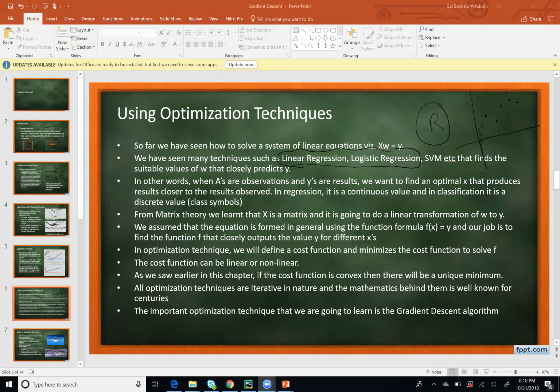Okay. So there are other optimization techniques also. We'll see QR decompositions and stuff like that. In matrix theory, there are a lot of other decomposition methods. But the thing which we are going to learn today is gradient descent. A very nice example of gradient descent is this thing.